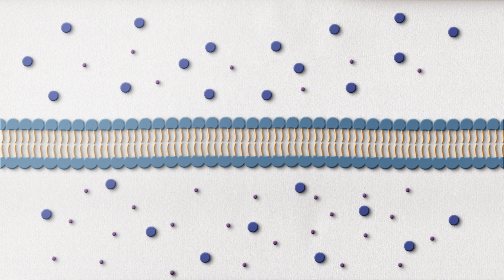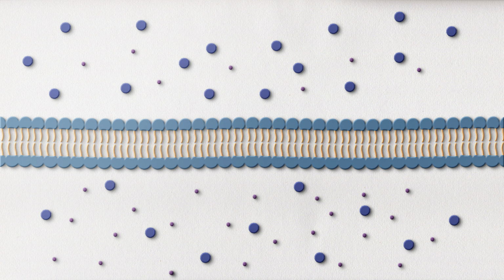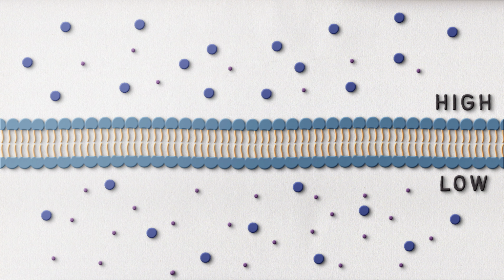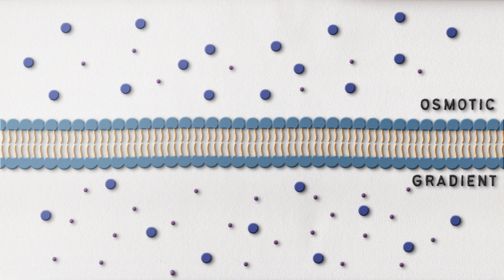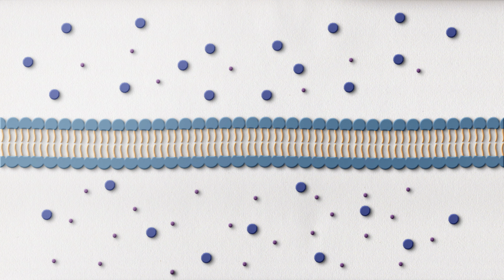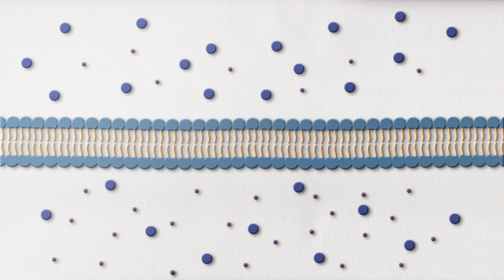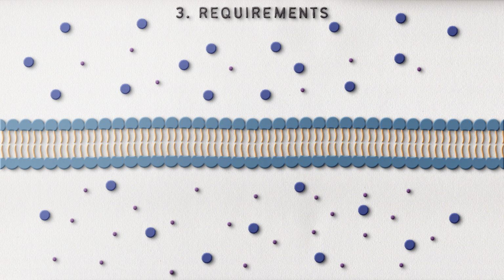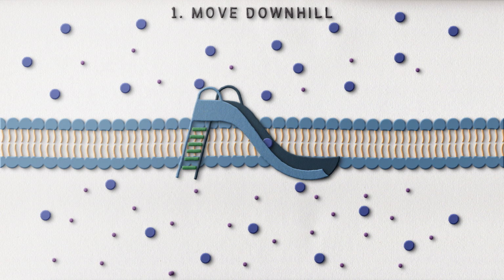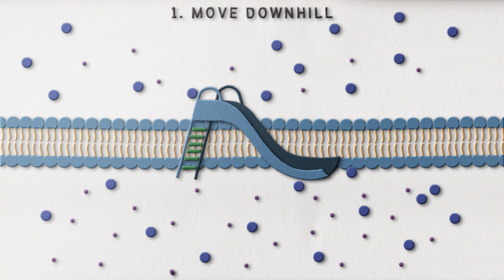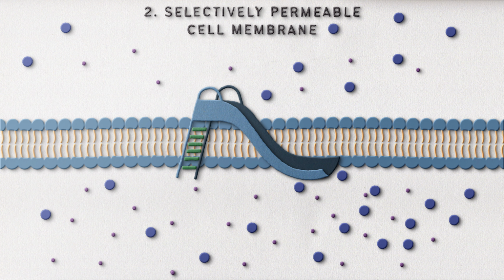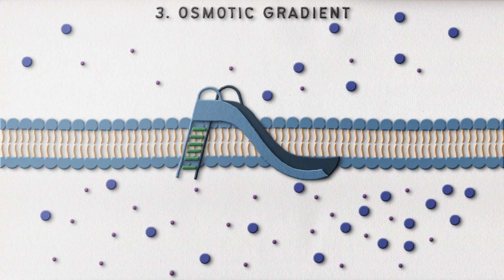The difference in water concentrations between two areas, the high versus low concentration, is called an osmotic gradient. Fancy, right? So for osmosis to occur, it needs to satisfy three requirements we just talked about. Water molecules need to move downhill, high to low concentration, presence of selectively permeable cell membrane, and osmotic gradient.